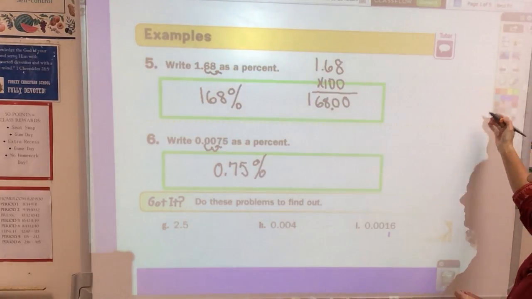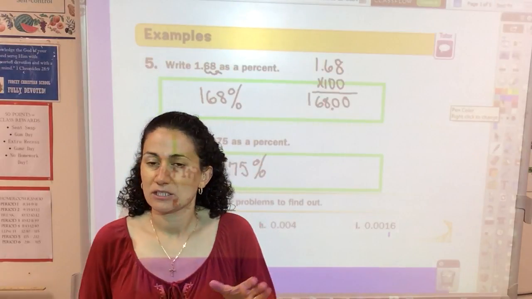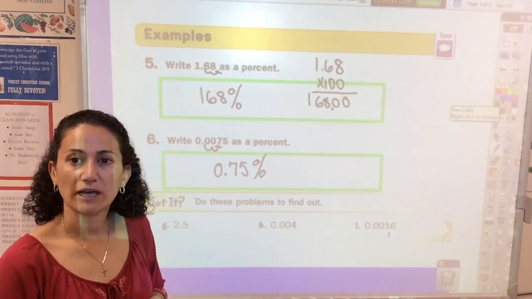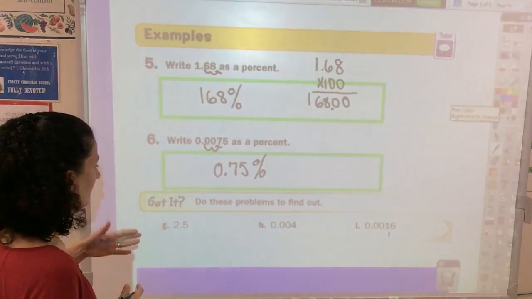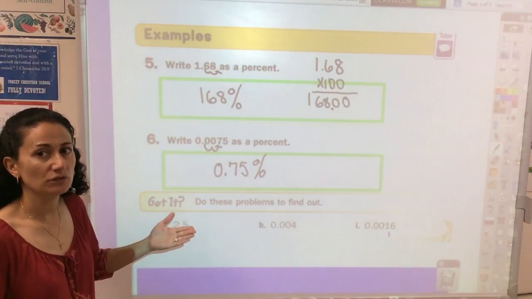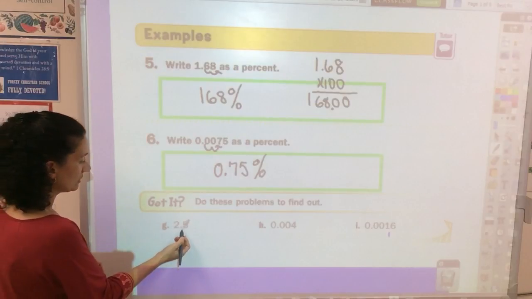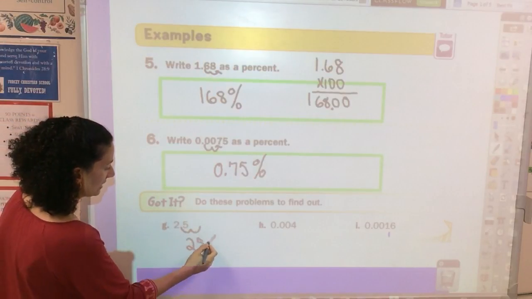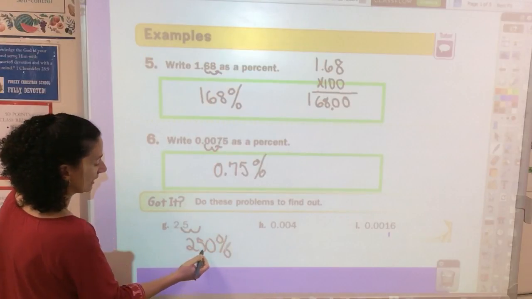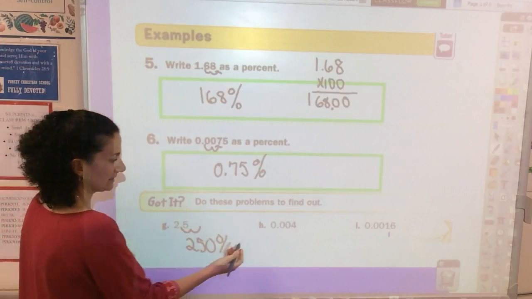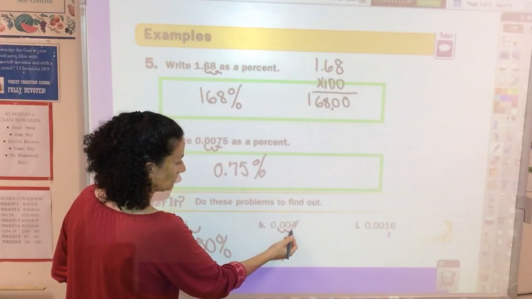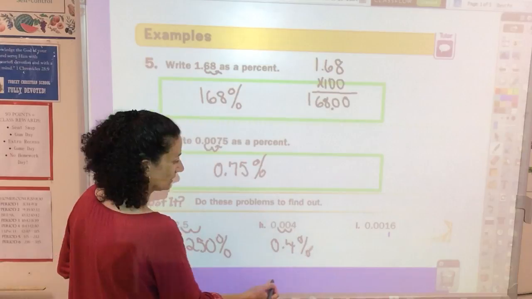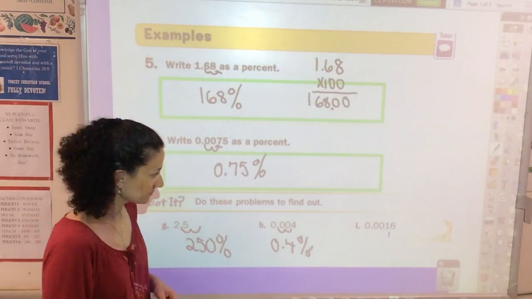All right, so let's take a look. Just to recap, to change a decimal to a percent, we simply move the decimal point 2 times to the right. Because it's like multiplying by 100. It's a shortcut way of multiplying by 100. So hopefully you move this 1, 2, and you got 250%. 2.5 is 250%. Move this one 2 times and you get 0.4%. Very, very small percent.